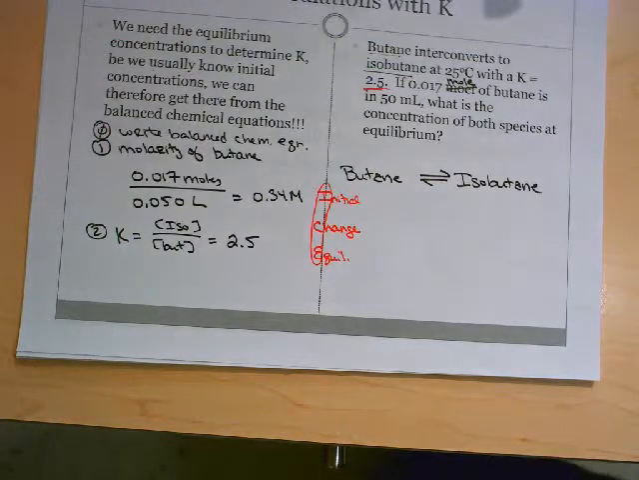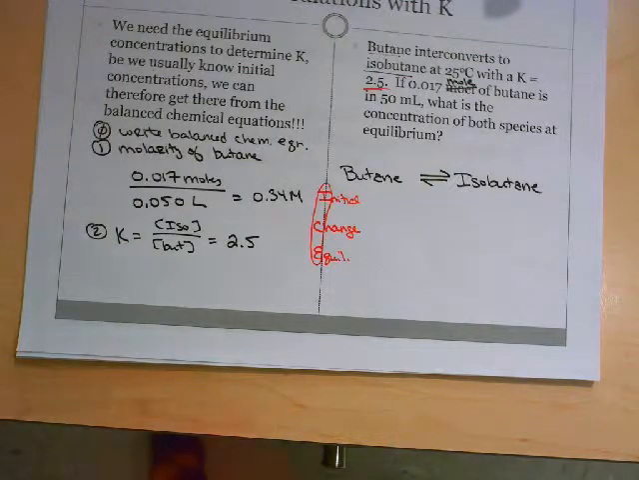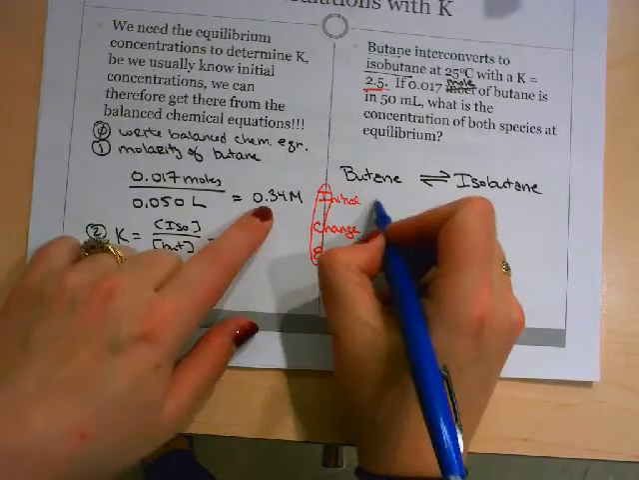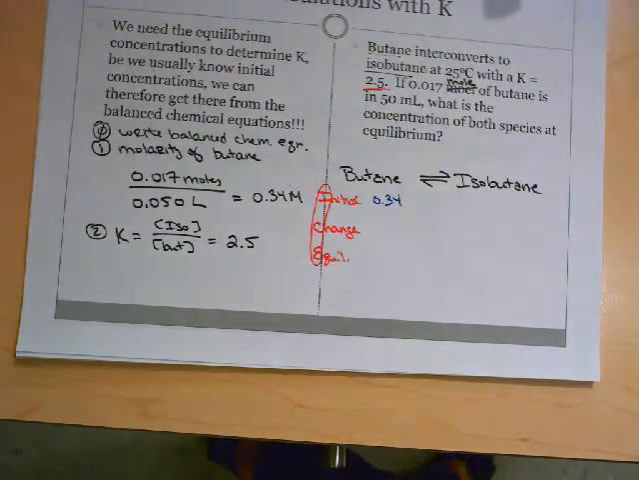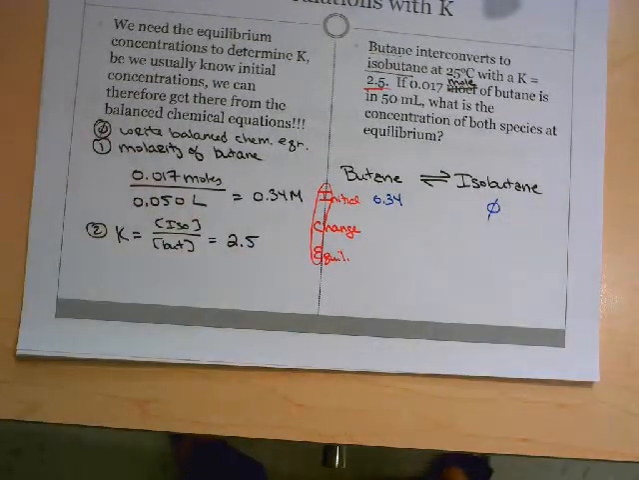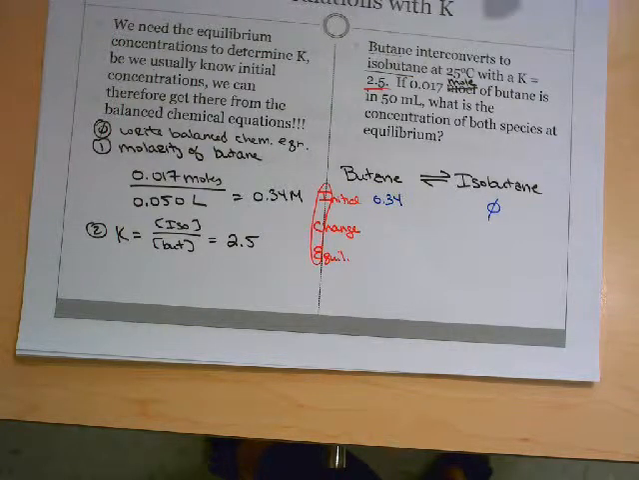But do I know anything about the equilibrium concentrations currently? I do not. I do know the following, though. At the initial, we have 0.34 molarity of butane. If I put butane into a beaker, do I have any isobutane when I get started? No, I don't have any of that. They're called an ICE chart. They're really more of an ICE table. There's no charting. But either way.